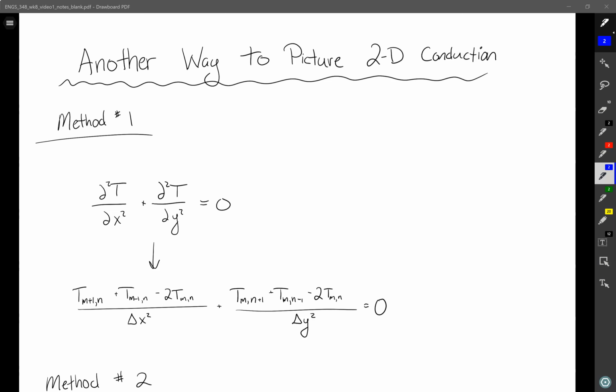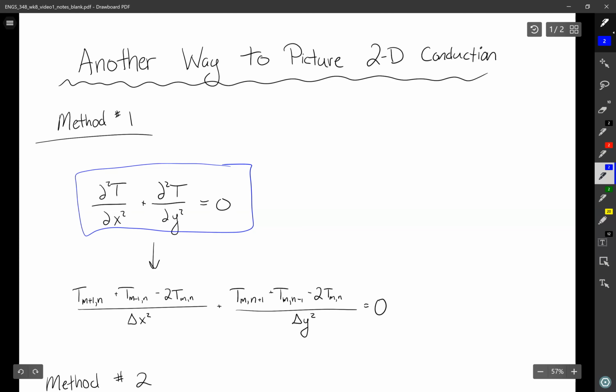In this video, we're going to picture another way, I think, which maybe is going to be more tangible and will help us as we build in some more numerical methods to solve 2D conduction. The method that we discussed together in class was really founded on the math of the numerical solution to this differential equation.